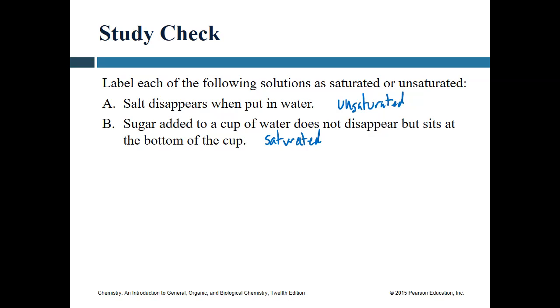But yes, that solution would technically be considered saturated. But we would have no way of actually proving it until we try to add that next spoonful and find that it didn't dissolve.